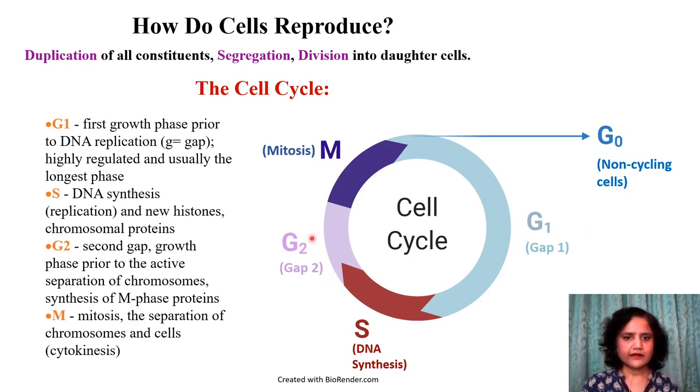Then there is another gap phase between S and M phases known as G2 phase. And this is also a growth phase. Sometimes the cell grows in size and it prepares for the complex process of mitosis coming up.